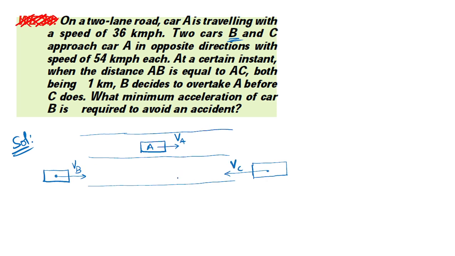Like this. Now in this situation, yes or no? You don't think that these both are opposite to the A. They are not like that. Are you getting my point here? The question will be written like that only. On a two-lane road, A is traveling with a speed of 36 km per hour and two cars B and C approach car A in opposite direction. We think that this is also opposite to it. It's not like that. So now, this is how the situation was. And at a certain instant, A and B equal to A and C.